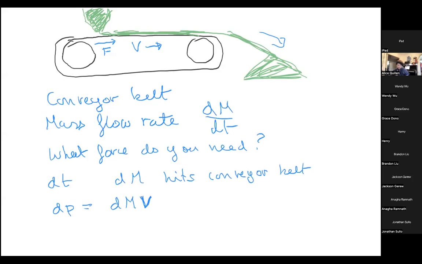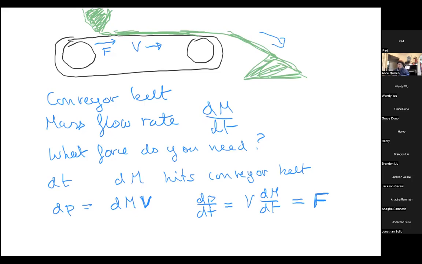Now we can divide both sides by dt, and you get dp dt is equal to v dm dt. So this is the force exerted by the conveyor belt in order to accelerate these little parcels of mass falling onto it to velocity v. And so this has to equal the force. So that actually is the answer.